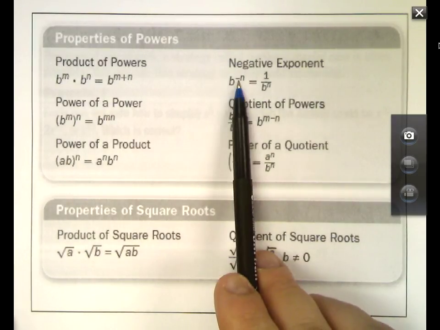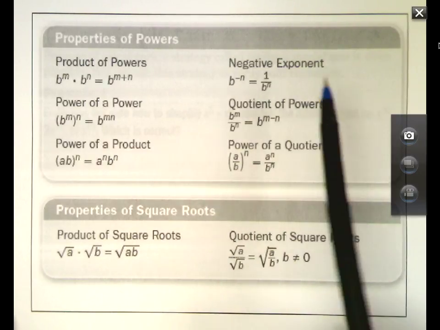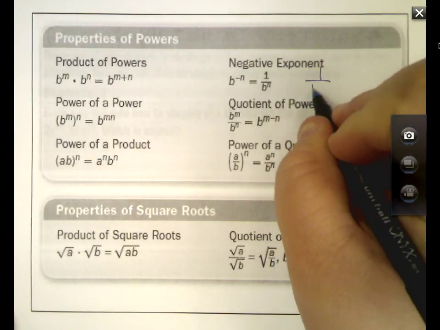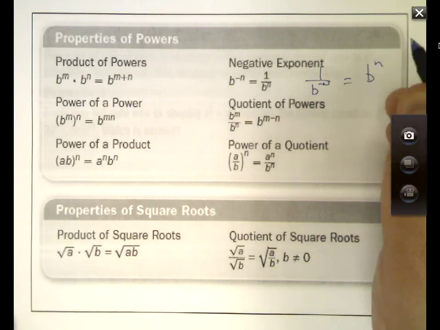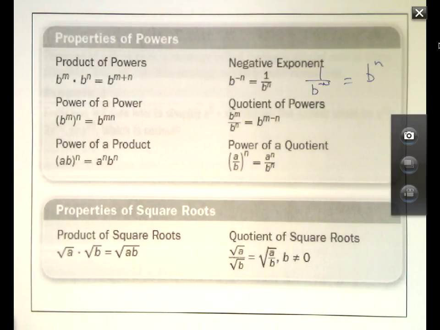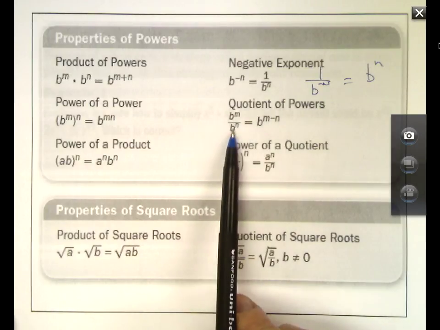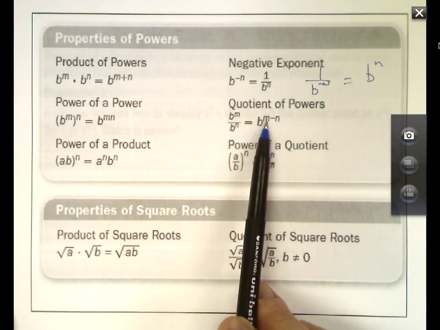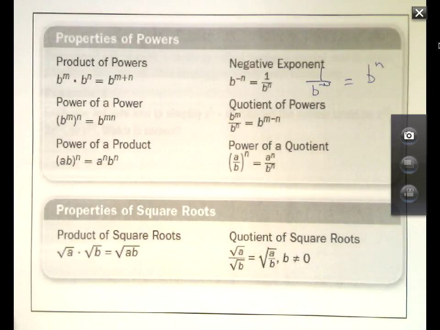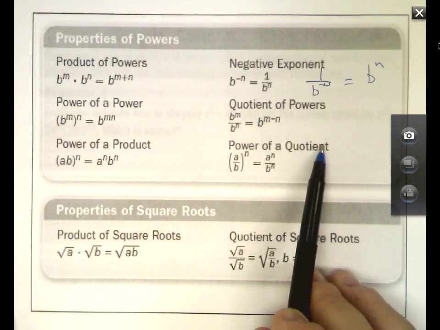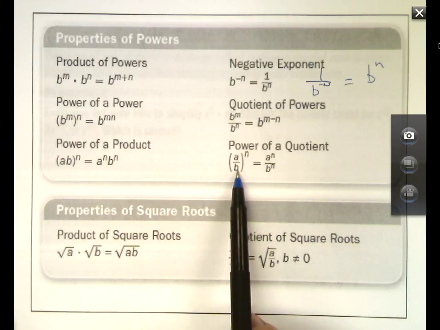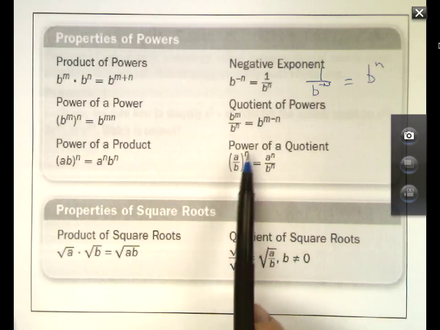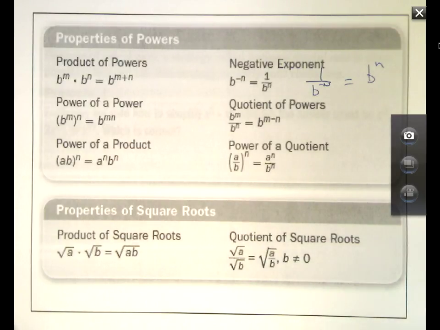Negative exponent property. If you have a negative exponent, to make it positive, you move it to the bottom. If you have a negative exponent in the bottom, you have to remember, you then move that to the top. Quotient of powers property: same base, we're dividing here, you subtract the exponents. Power of a quotient property: the n goes on the numerator and it goes on the denominator. No matter how many things are on there, that n goes on all of it.